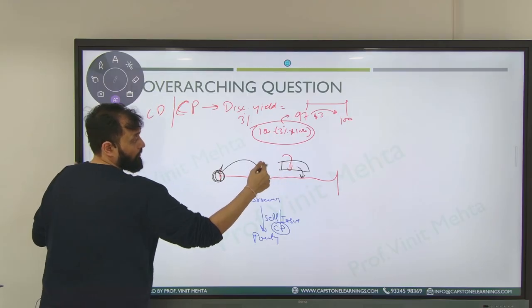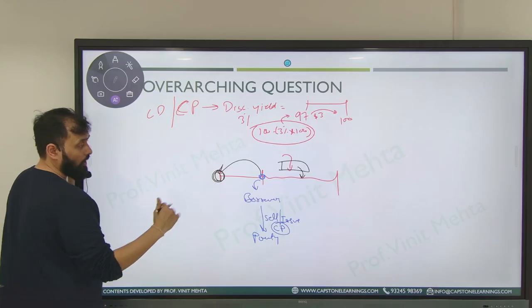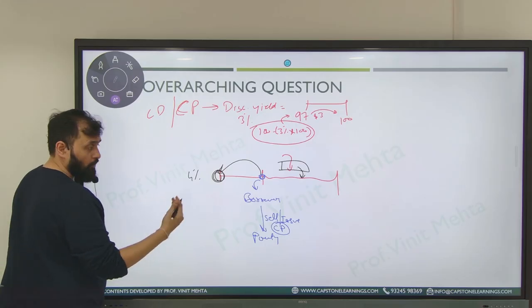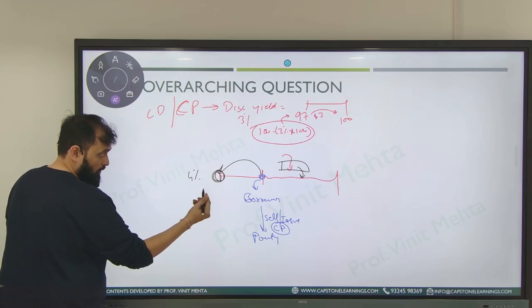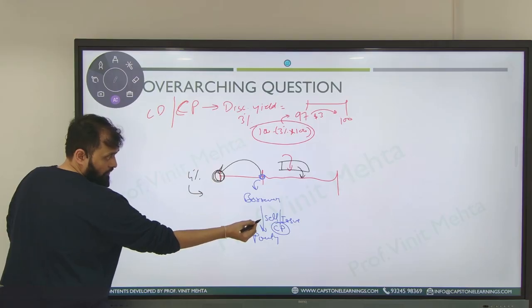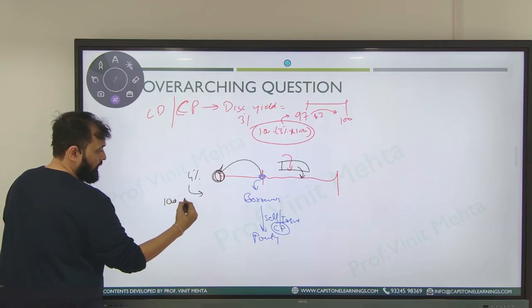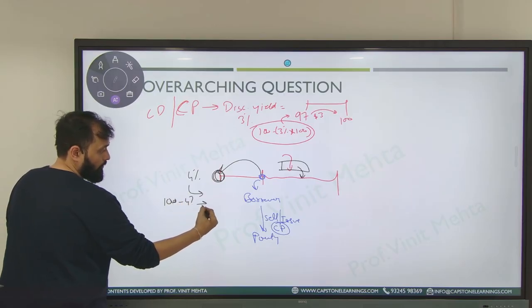I'll tell you how to get this number. Let's say this number you already have derived, the no arbitrage one. Let's say it is 4%. And if, let's say, the par value is 100, so the price of the commercial paper, which is fixed today, will be 100 minus 4%, okay, and that will be, let's say, 96.